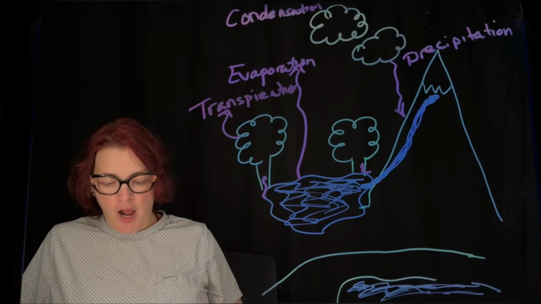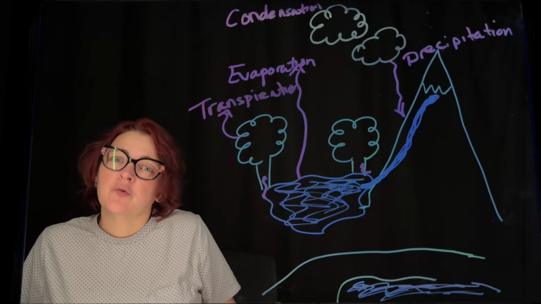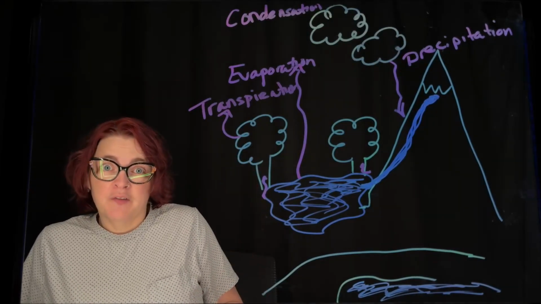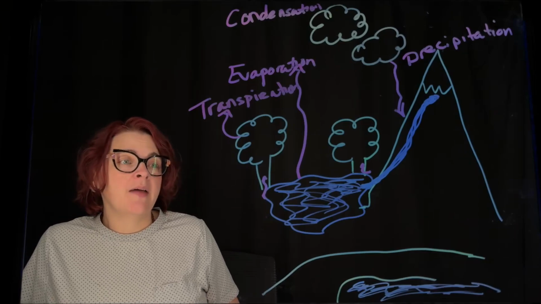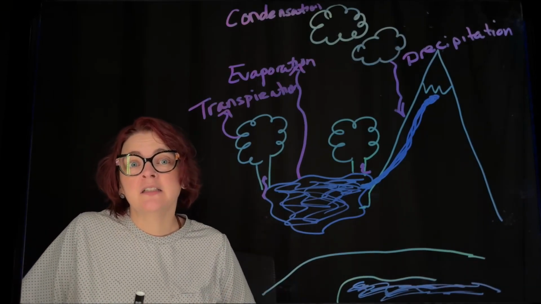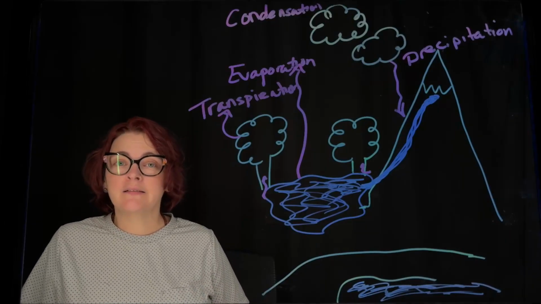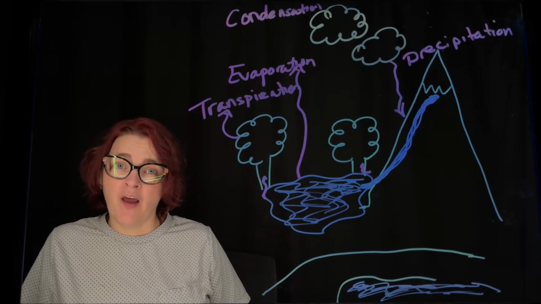Then we have runoff. So when water hits an impervious surface, basically it can't soak through the surface, or too much water hits a surface and can't sink in, it's going to run off. And then it usually is going to go downhill into whatever puddle or body of water it can lead to. So you have runoff.